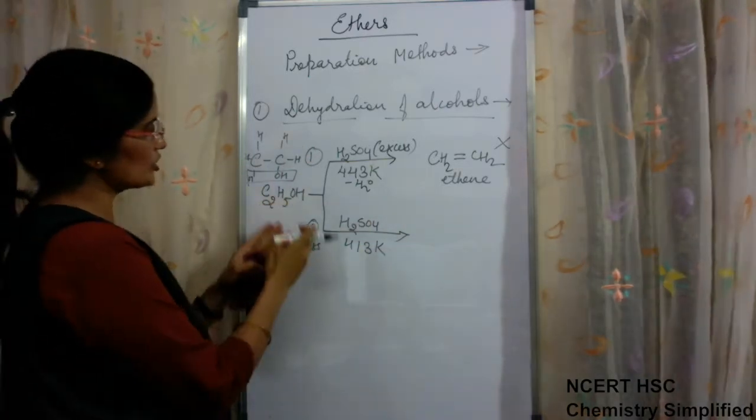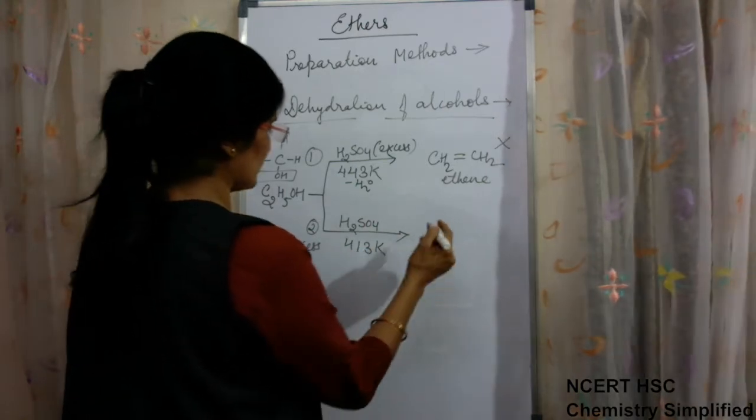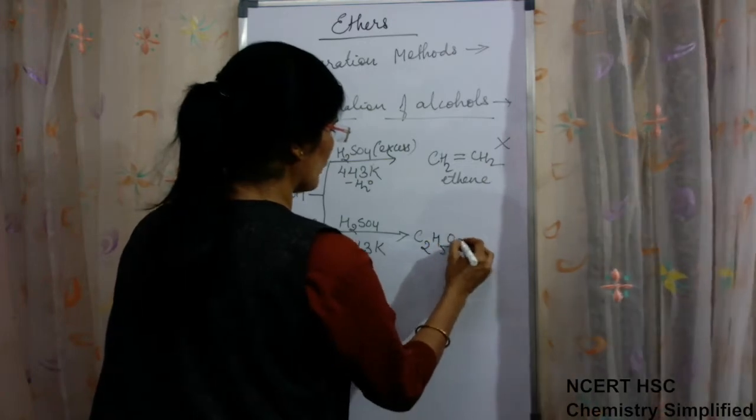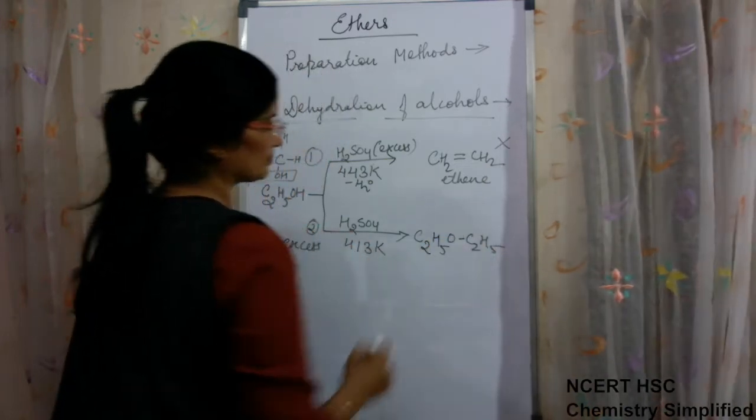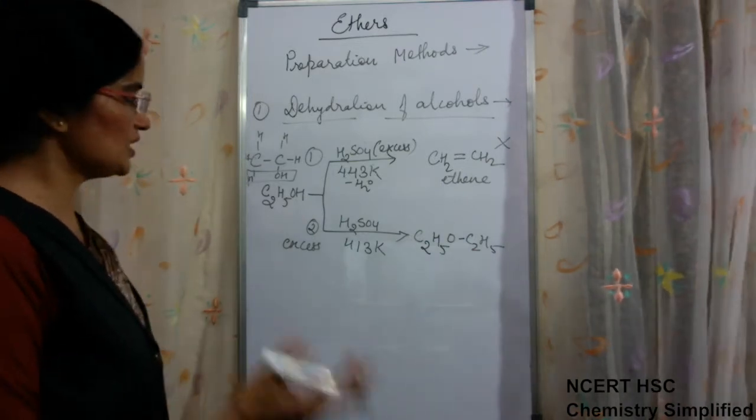Second, when ethanol is used in excess and the temperature is 413 Kelvin, that time we are getting C2H5OC2H5, diethyl ether or ethoxyethane.